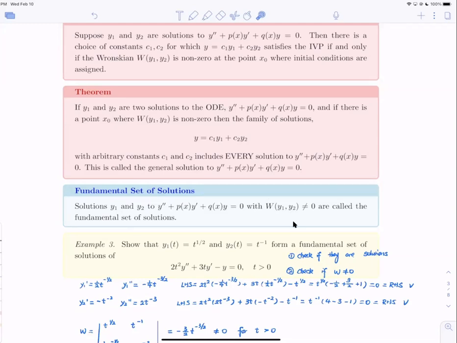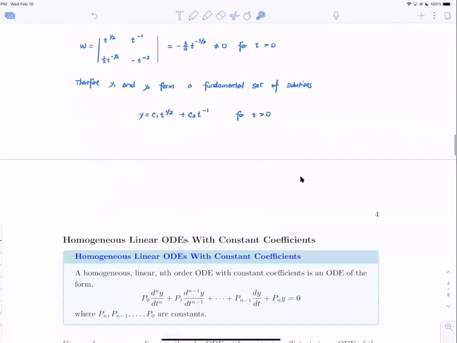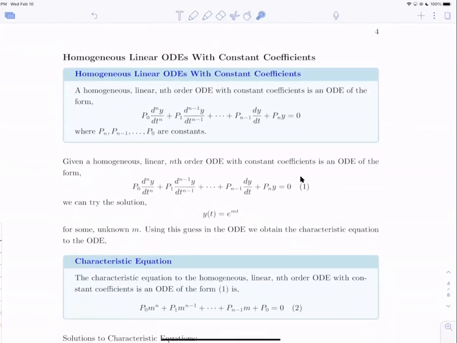Anyway, back to here. Does this make sense? I think so far it's pretty simple. Hopefully it's simple for you as well. Okay, so let's move on. The next topic is homogeneous linear ODEs with constant coefficients.